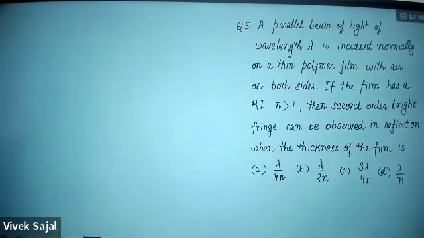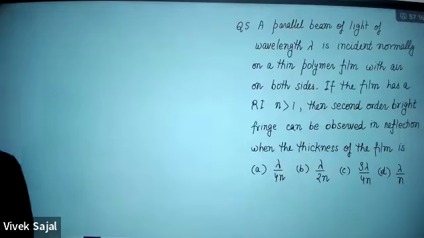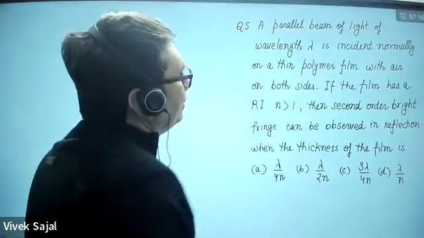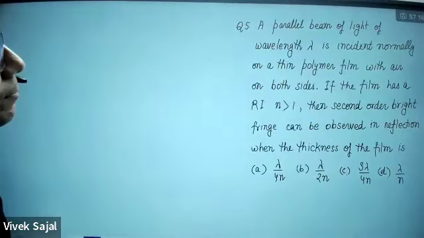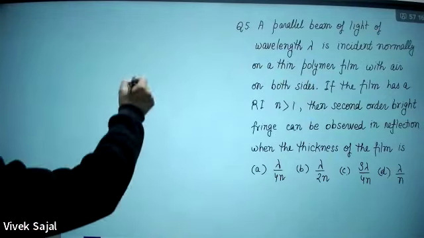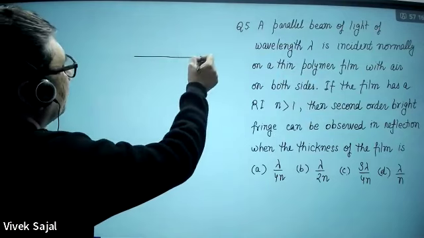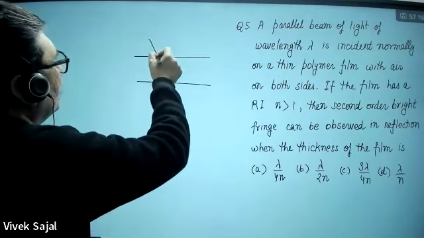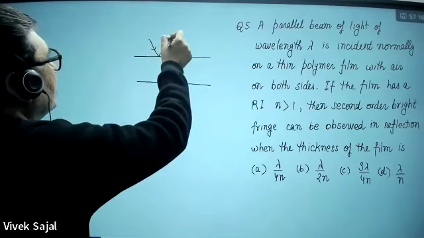What is the meaning of second order here? Sir, we have to take two. Two means, when we are calculating... So look, a parallel beam of light of wavelength lambda is incident normally on a thin polymer film with air on both sides. So here you have polymer in the middle. Okay? So what will be the path difference in this case?